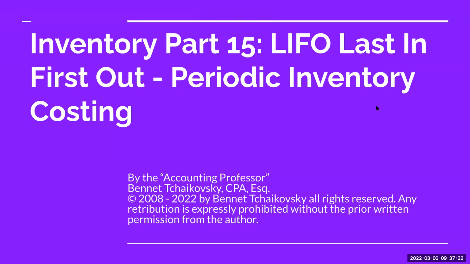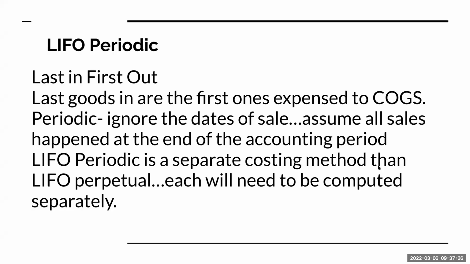This is LIFO, last in, first out, periodic inventory costing. So LIFO periodic, the last goods in are the first ones expensed to cost of goods sold. Under the periodic method, we're going to ignore the dates of sale, and we're going to assume all sales happen at the very end of the accounting period. LIFO periodic is a separate costing method than LIFO perpetual, and when we get to LIFO perpetual, you will understand why. We're going to have to compute each separately. So let's get to it.